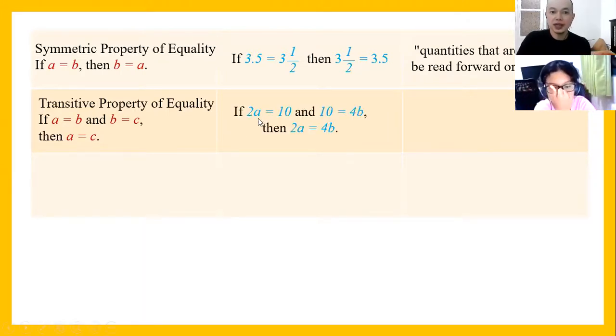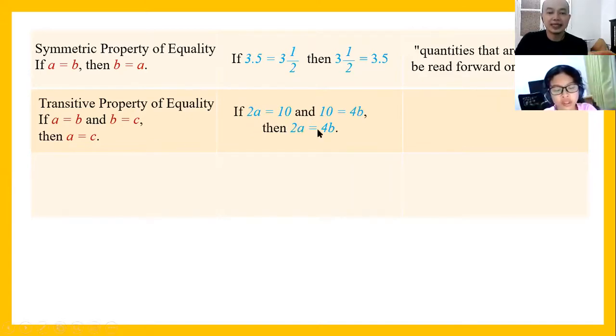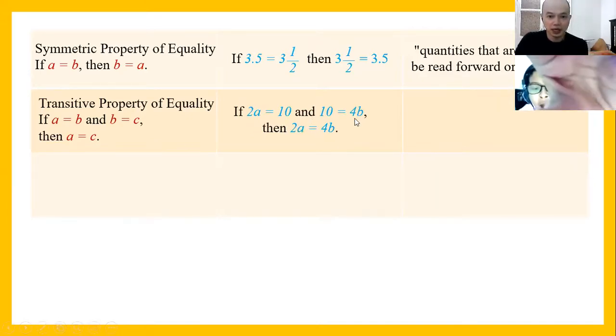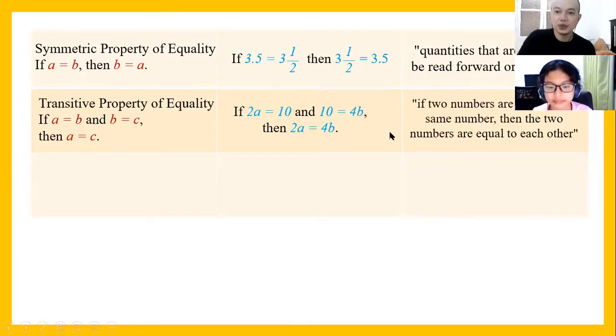Okay, if you see here, if 2A is equal to 10, and then 10 is equal to 4B, then of course 2A is equal to 4B. You get it, Kristel? You understand? If 2A is equal to 10, 10 is equal to 4B, then 2A is equal to 4B. Yes, it's easy. If two numbers are equal to the same number, then the two numbers are equal to each other.